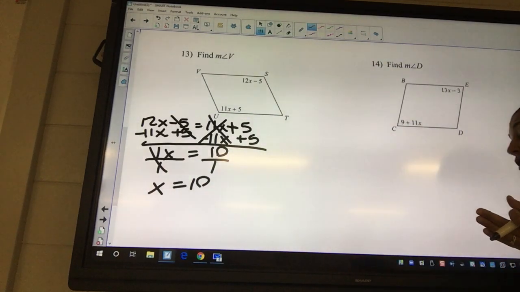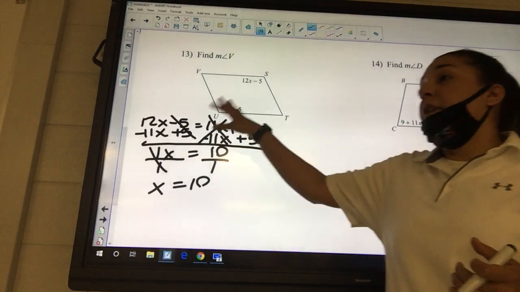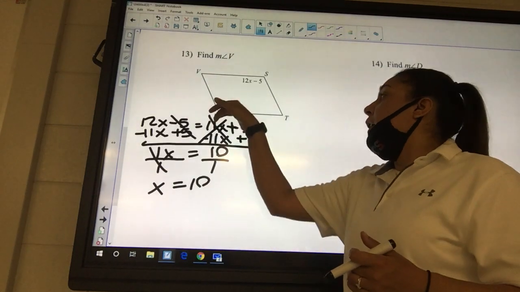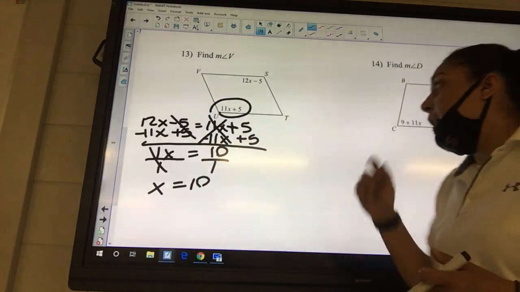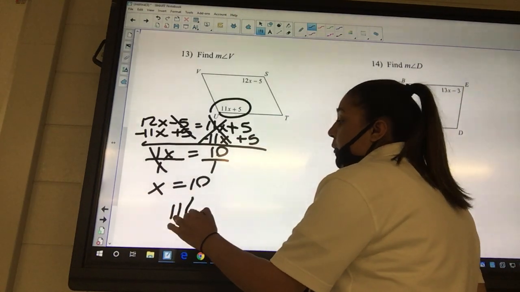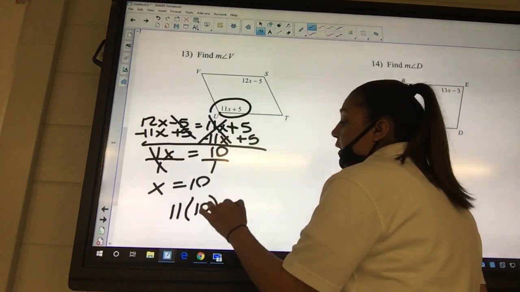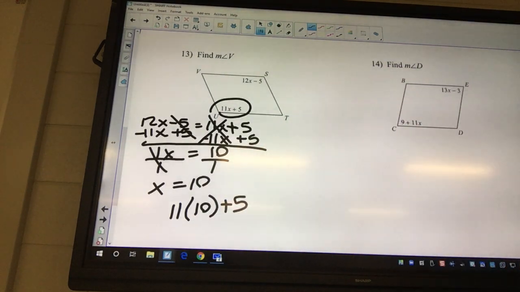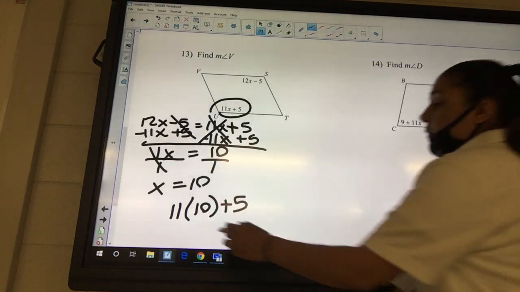And this is what I was saying, Jared. This is another one. If you have the decimals, just type it in on your calculator. You don't need to show all that work. Okay, so 11x plus 5. And this is what you could type in on your calculator: 11 parentheses 10 plus 5. 115.